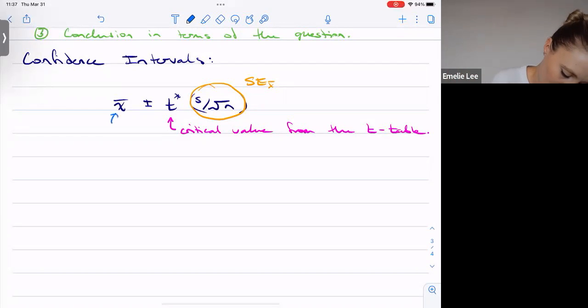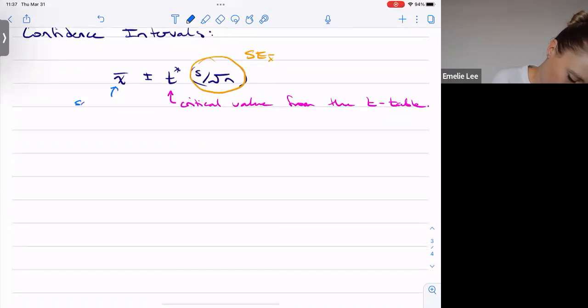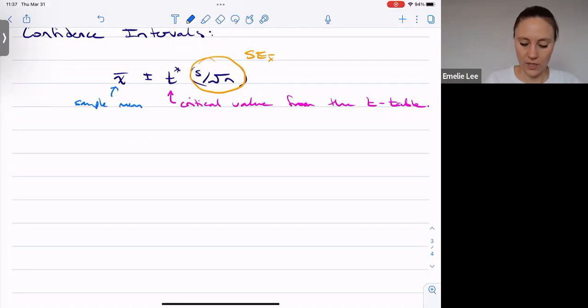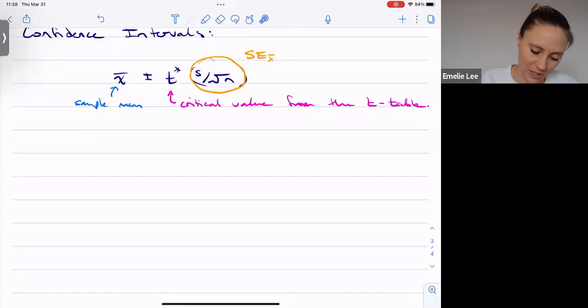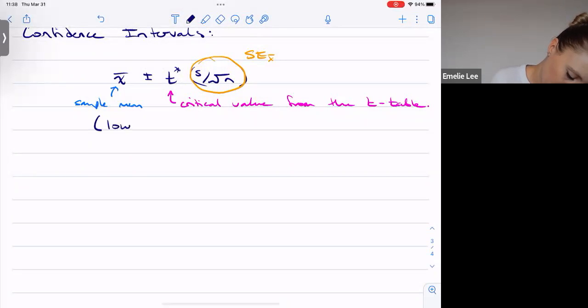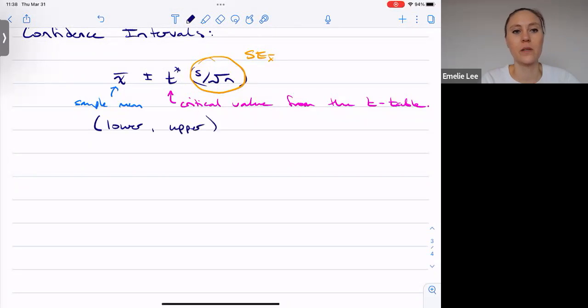And then x bar is, of course, your sample mean, which is from the question, right? So in the question, you'll have a sample mean, you'll have some confidence level, which you can then use to find your t star. You'll have your s and you'll have your n. So then you'll be able to just plug those in to find your confidence interval, from some lower value up to your upper value.